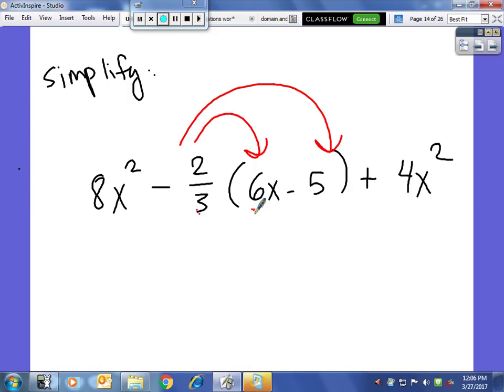Well, a negative times a negative becomes a positive. I think of that as a -2/3. In fact, you could also do this. Make that plus -2/3.